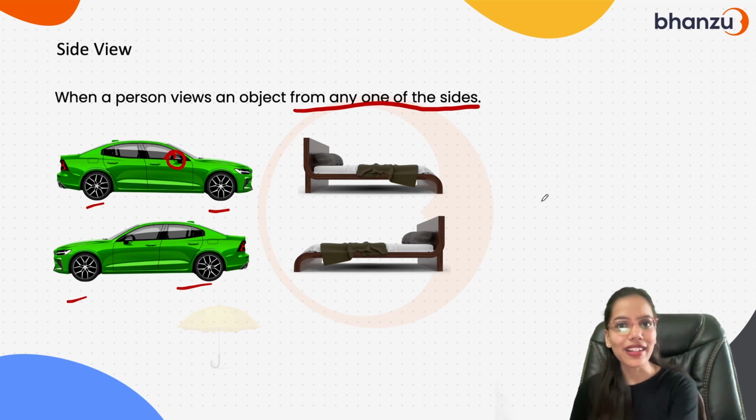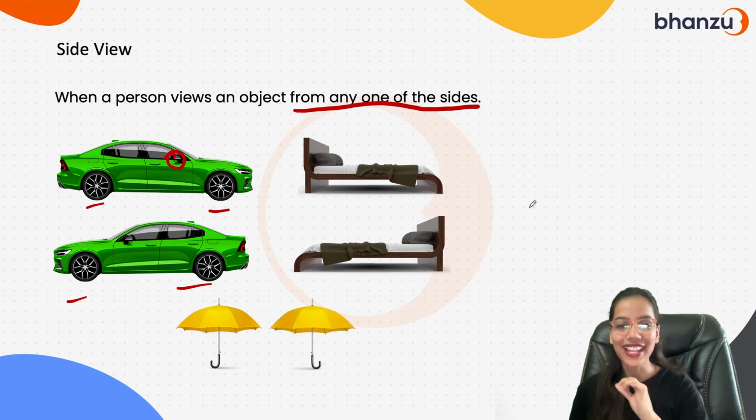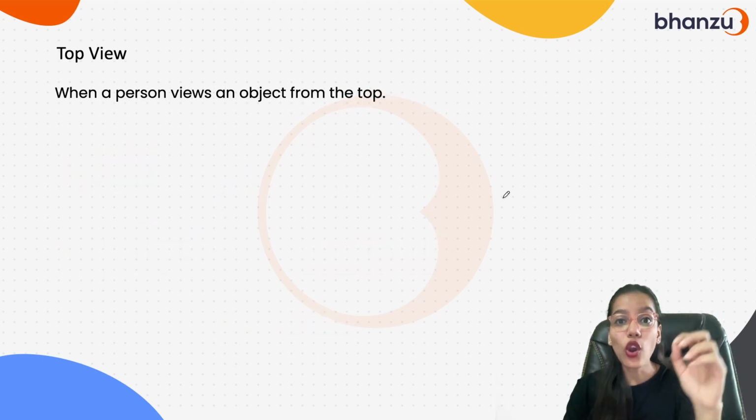And if you open an umbrella and look at it from the side, this is how it looks like. I really want you all to try this out. So the third view that we're going to learn today is the top view.